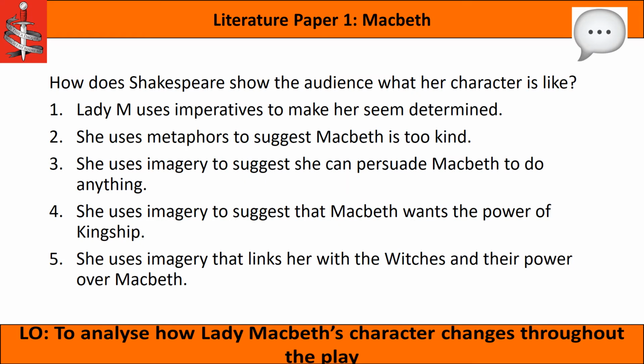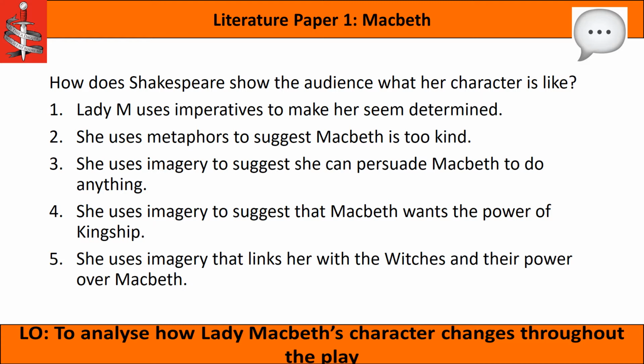What I'd like you to do now then is to have a look at the extract and to try and find some of the devices that I've written down, that helps you understand how Shakespeare shows the audience what her character is like. So I'd like you to have a look to see if you can find me an imperative, an order that makes her seem determined. See if you can find a metaphor to suggest that Macbeth is too kind. If you can find any imagery that she uses to suggest she can persuade Macbeth to do anything.